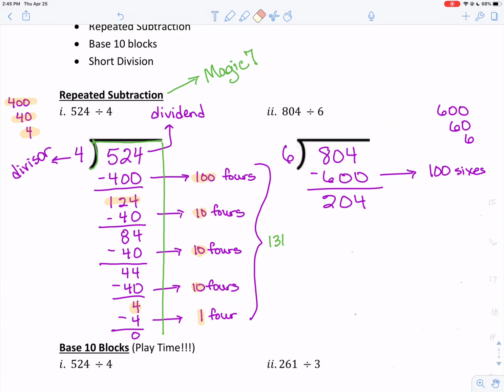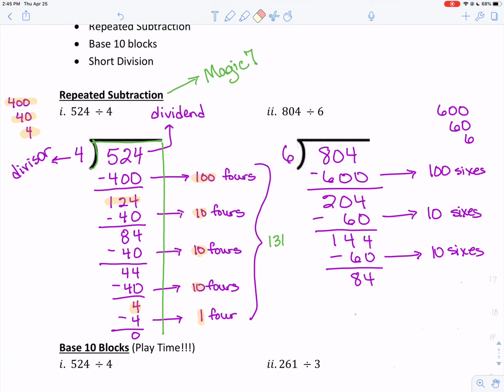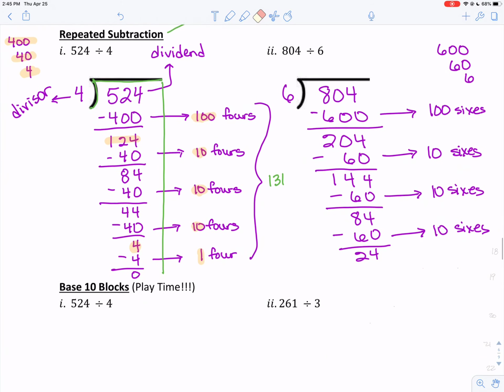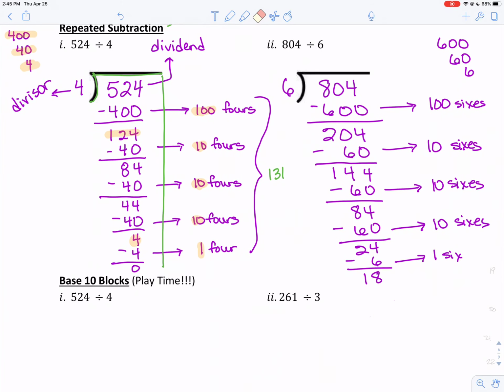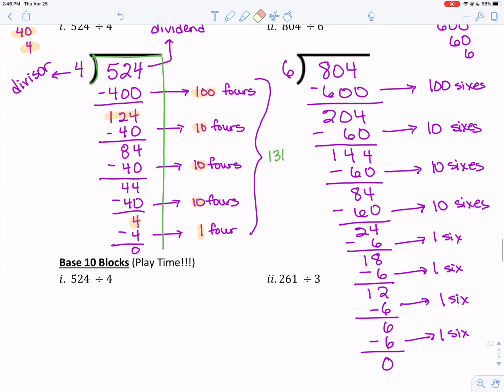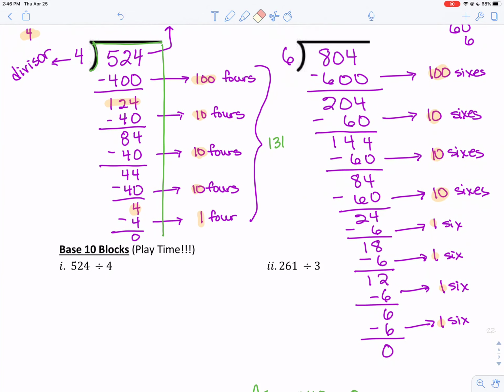Cannot subtract 600, but we can subtract 60. And we're going to subtract 60 several times, 3 times. And now we have 24. Well, 60 doesn't go into 24, so now we have to begin subtracting 6s. So we can subtract 6 4 times. So now we have 100 sixes, 10 sixes, 10 more, and all those ones. So we just add all that up, and we'll get 134.